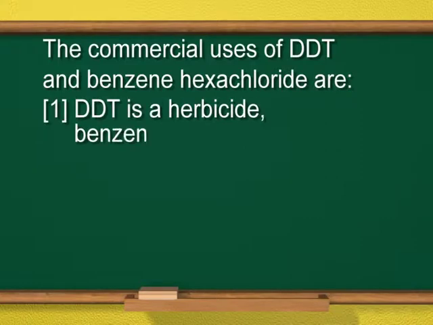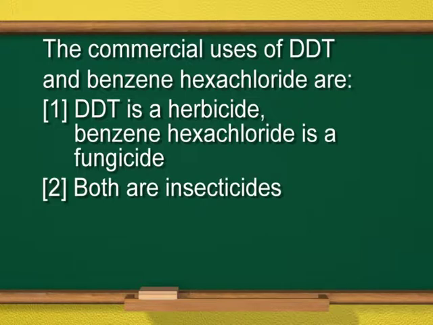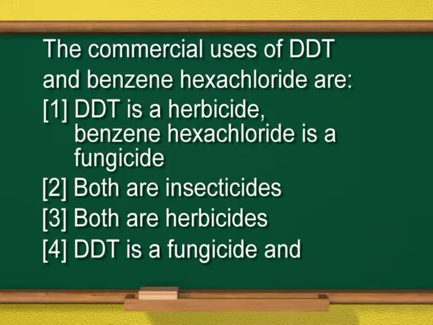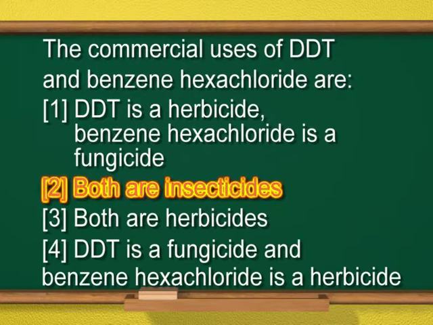My next question for you is, the commercial uses of DDT and benzene hexachloride are: DDT is a herbicide, benzene hexachloride is a fungicide. Both are insecticides. Both are herbicides. DDT is a fungicide and benzene hexachloride is a herbicide. The correct answer is both are insecticides.